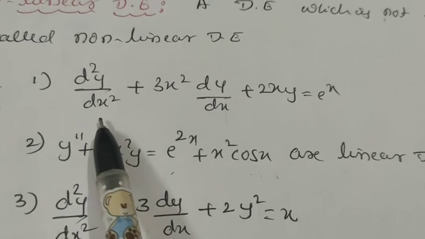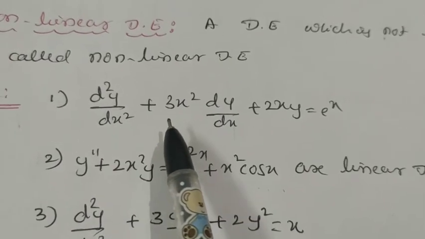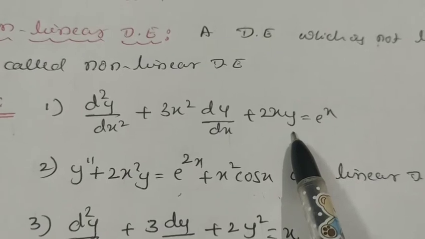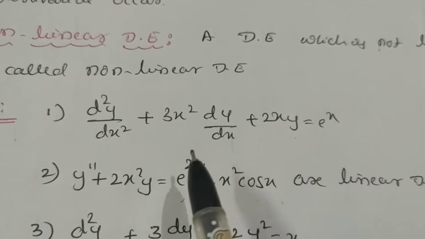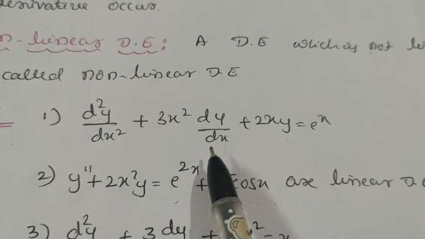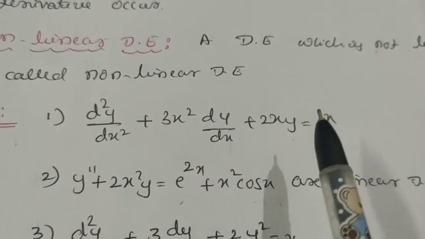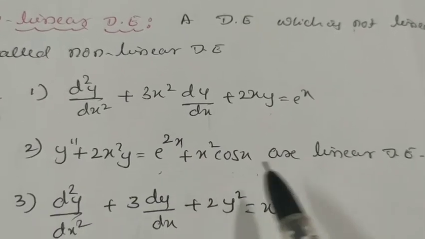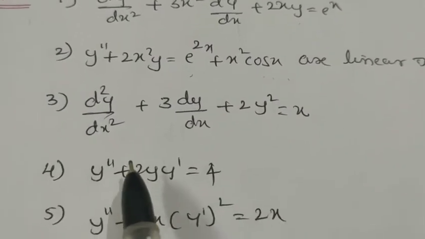And the degree of the dependent variable: here the dependent variable is y, and its power is also 1. So the first point is satisfied. The second point is that no product of the dependent variable and the derivative should occur here. So there is no term like y into dy by dx. So these two are examples of linear differential equations. Let us take one more example.